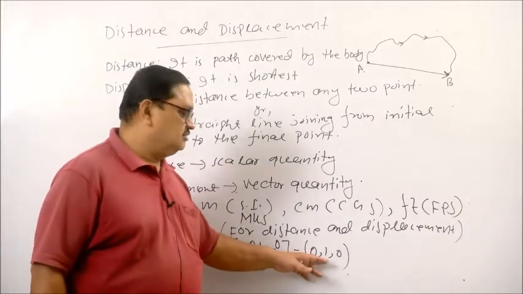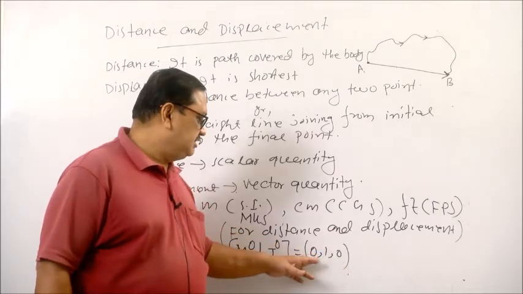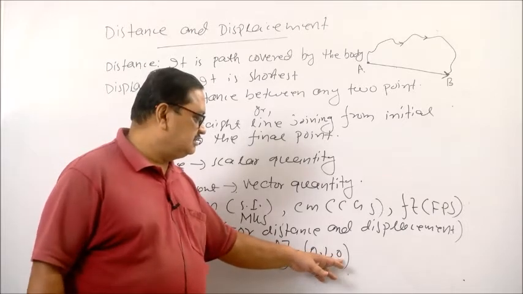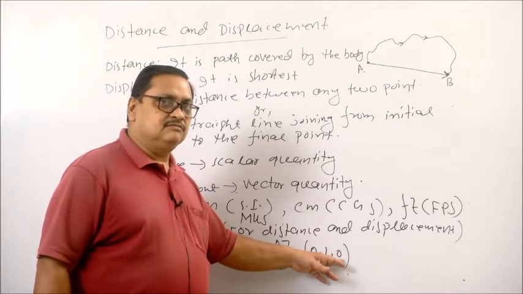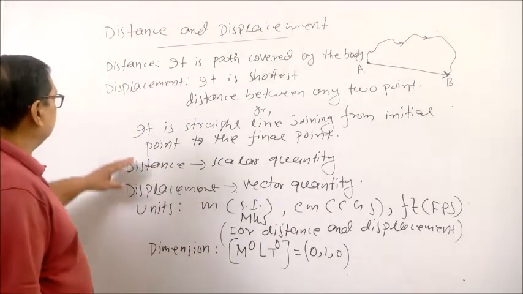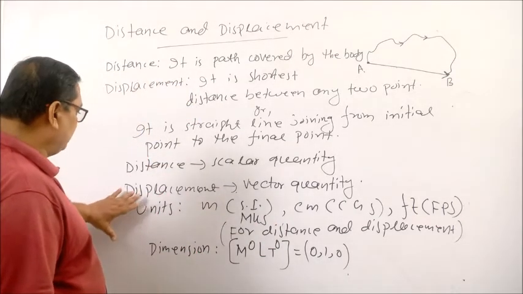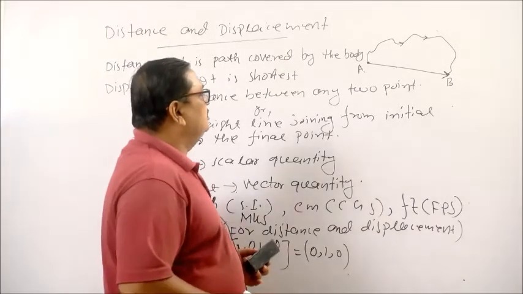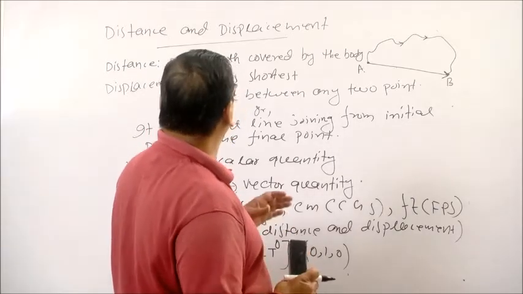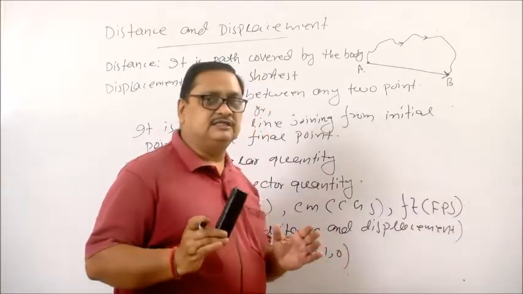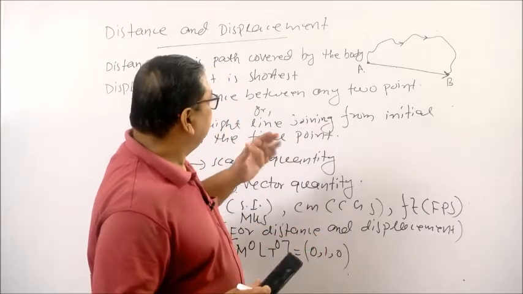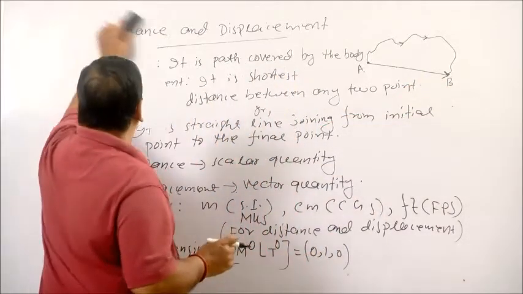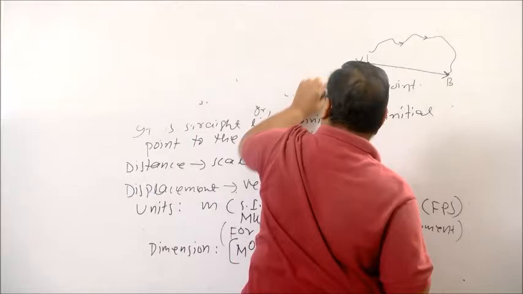That means 0 in mass, 1 in length, and 0 in time. That means distance and displacement do not depend on mass, depend on length once, and do not depend on time. So, these are the definitions, and these are the scalar and vector quantities. These are the units and dimensions. Now, we will take some examples to find distance and displacement in different cases. The main thing is, displacement is the straight line joining the initial to the final point, and the path covered by the body is known as distance.